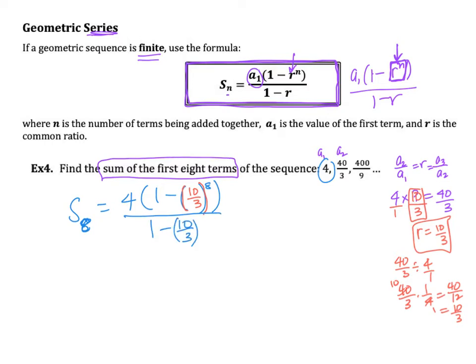Right? So always just write it on your paper, put your common ratio in parentheses, just in case it's negative, so you recognize that you're subtracting a negative. But here, again, I just want you to recognize that only the ratio is being taken to the power of 8. Right? Only the 10/3 is being taken to the power of 8.